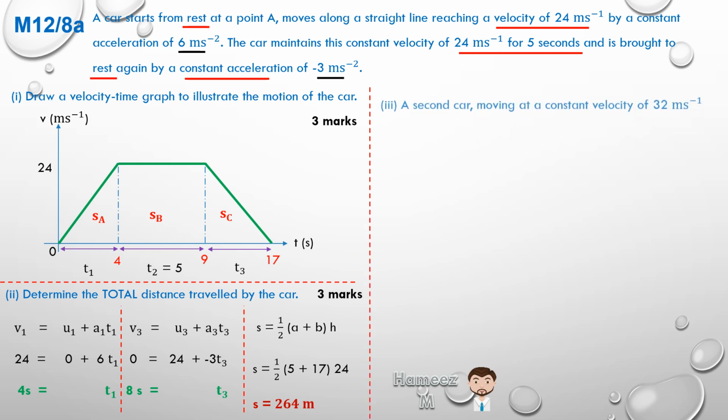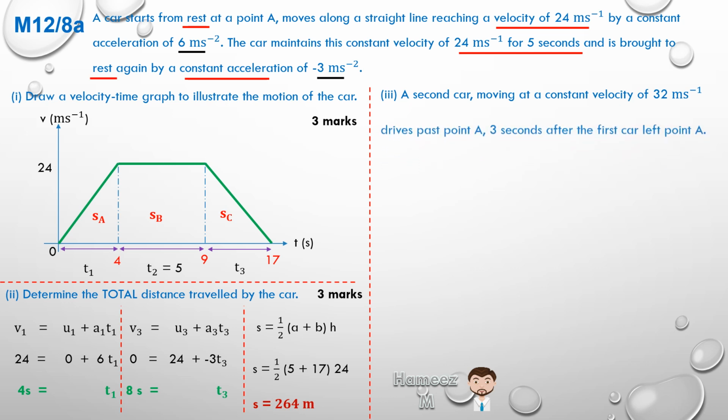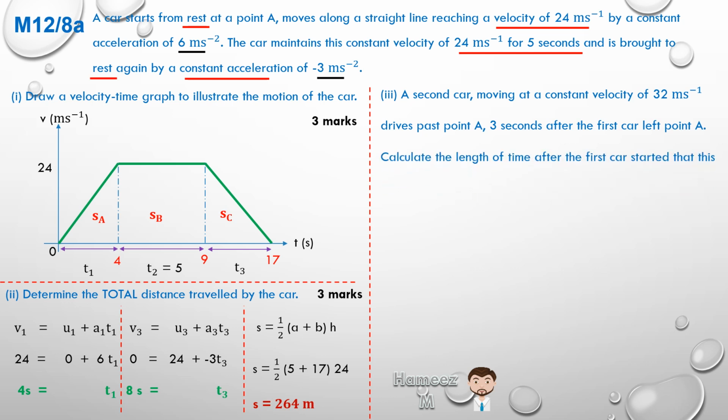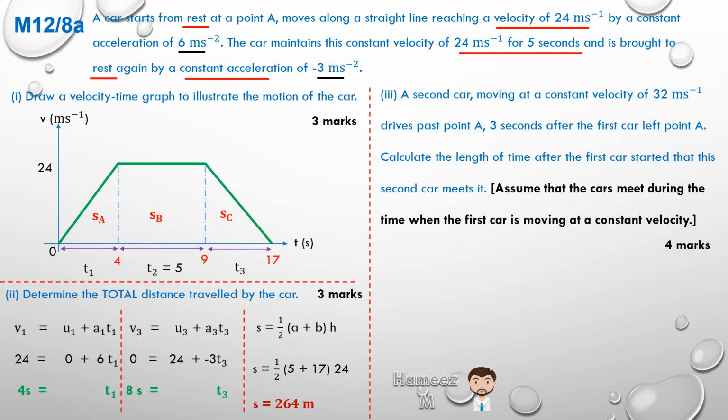Part 3. A second car moving at a constant velocity of 32 meters per second drives past point A 3 seconds after the first car left point A. Calculate the length of time after the first car started that the second car meets it. Assume that the cars meet during the time when the first car is moving at a constant velocity. That means in the second phase of travel.